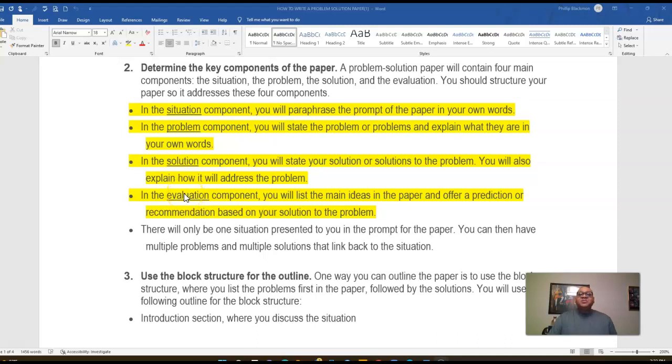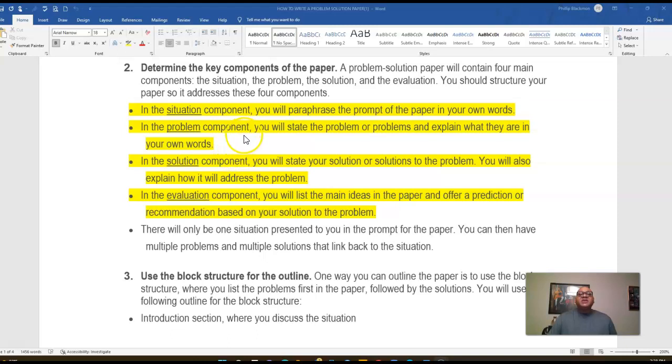Writing the paper should not be difficult. It should be fairly easy for you to do this, and the paper should not give you a problem as far as understanding what it is exactly you are supposed to do. So I'm going to use an example to discuss each one of these sections and how you're going to approach the paper, starting with the situation, the problem, and the solution.